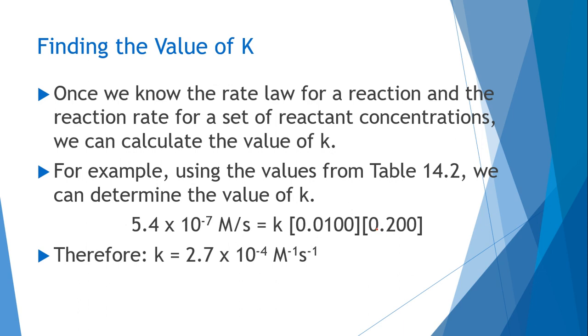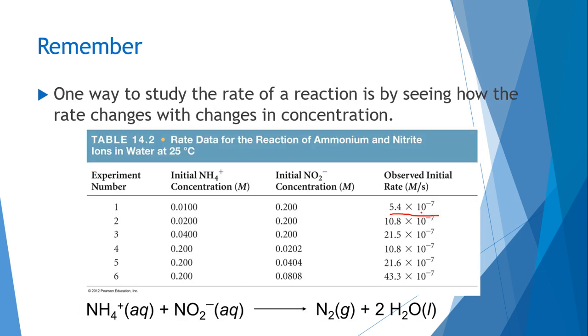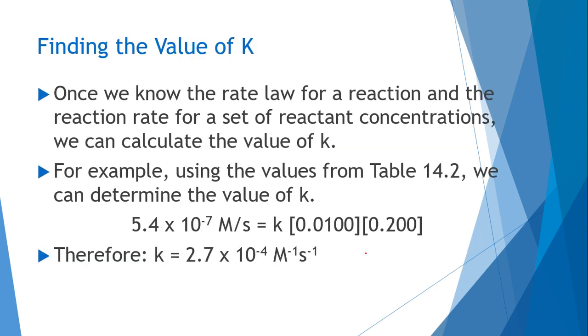Where these two concentrations come from is that same table. Make sure you pull it: if you chose the first rate, you also should choose the first set of concentrations to plug in. Here, you're going to see that I'm plugging in ammonium as 0.01 and nitrite as 0.2. These are both first order, so they're just to the first exponent.